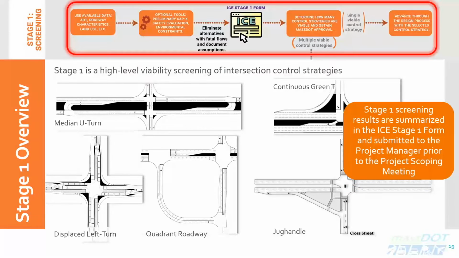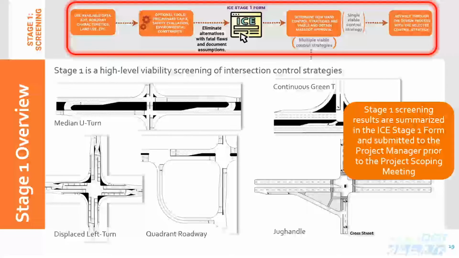The Stage 1 results are summarized in the ICE Stage 1 form and are submitted to the project manager prior to the project scoping meeting. At this stage, the intersection control strategies are evaluated against the project goals and objectives based on available data. The screening involves planning level evaluations, which will be discussed next.